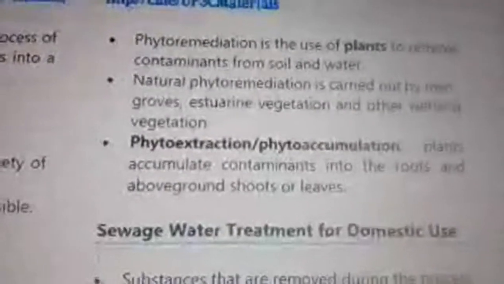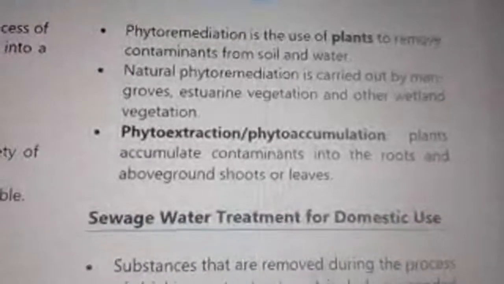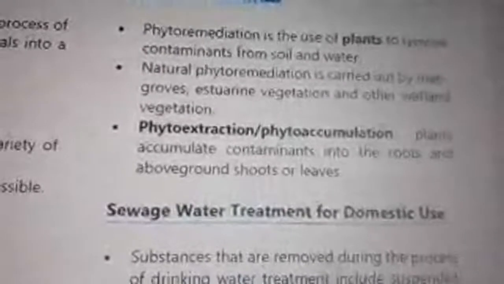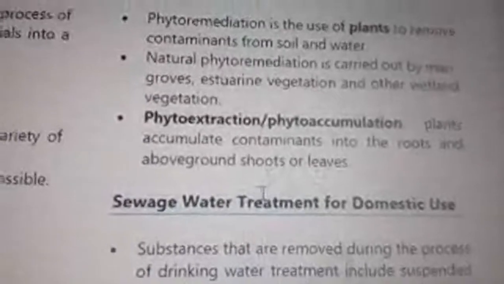Phytoremediation: phytoremediation is the use of plants to remove contaminants from soil and water. Natural phytoremediation is carried out by mangroves, estuarine vegetation and other wetland vegetation. Phytoextraction, phytoaccumulation: plants accumulate contaminants into the roots and above ground shoots or leaves.